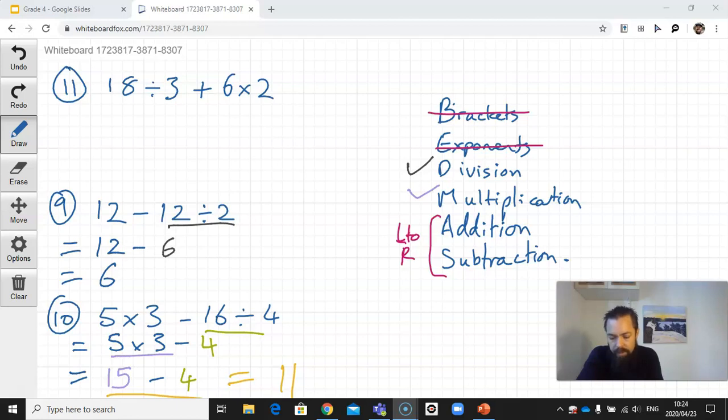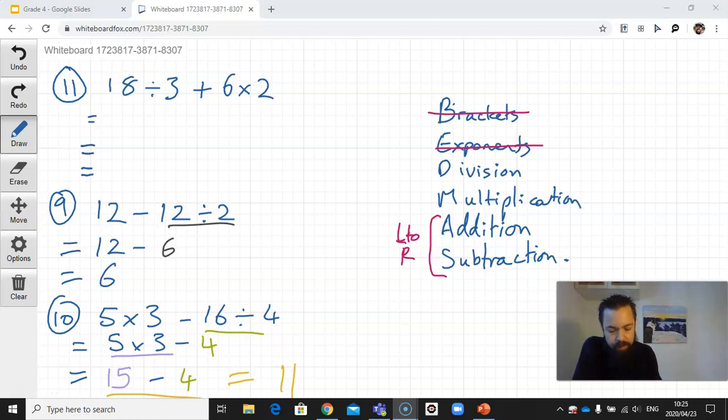Number 11, the last one that we're going to do today. Only thing I didn't put into that one was a minus. So give that one a go quickly. If you'd like longer, pause the video.